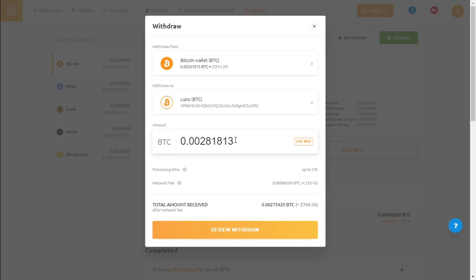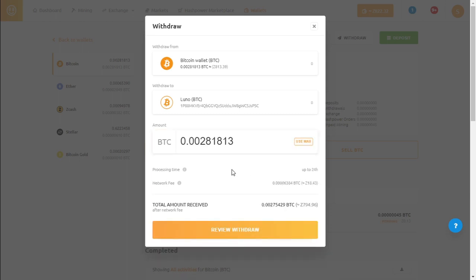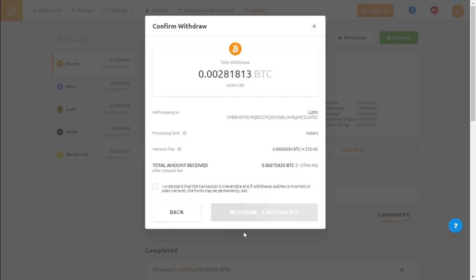You can send a specific amount. I think the minimum is 0.01, if I'm not mistaken. Let's see. Minimum withdrawal amount is 0.001. We're going to use max. Okay. There is a small fee as well. Processing time does take up to 24 hours. Click on review. Select I understand. And withdraw.